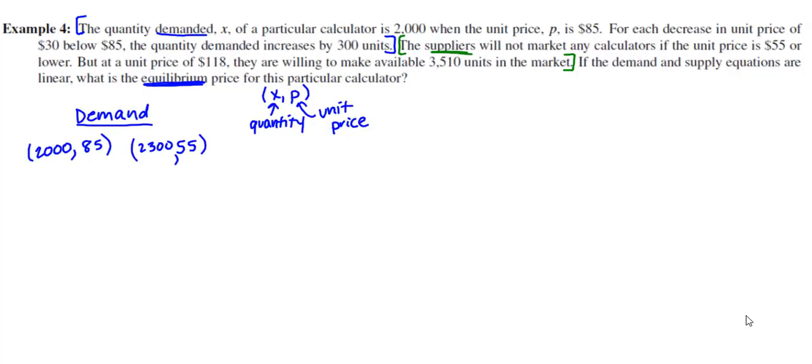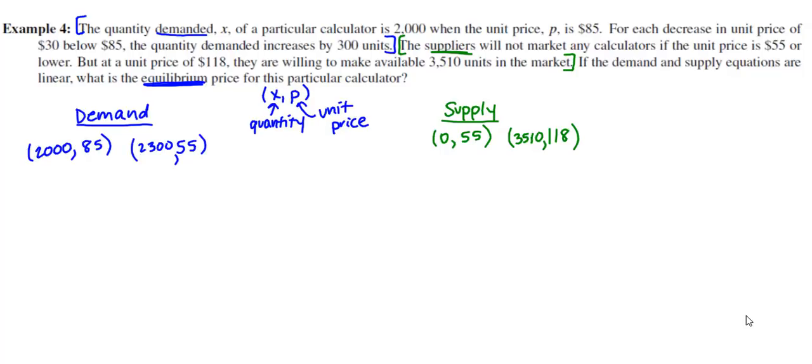Okay, and then over here for the supply curve, we're told that the suppliers will not market any calculators if the unit price is $55 or lower. So will not market any calculators. So that means the quantity is 0 when the price is 55. But at a unit price of $118, so P is 118, they will make 3,510 units available. Okay, so for both of them we have our 2 points.